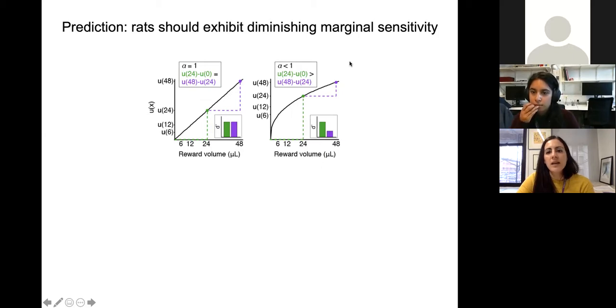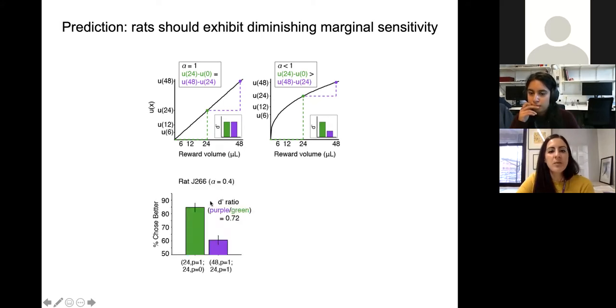But if you're concave, then 24 should be more different from 0 than 48 is from 24. So you can just look at those trials that offer those two options, guaranteed rewards of 24 versus 0 and 48 versus 24. And if you're concave, you should be choosing the better option more on the green trials than the purple trials because they're more discriminable. And this is what we find for one rat as an example.